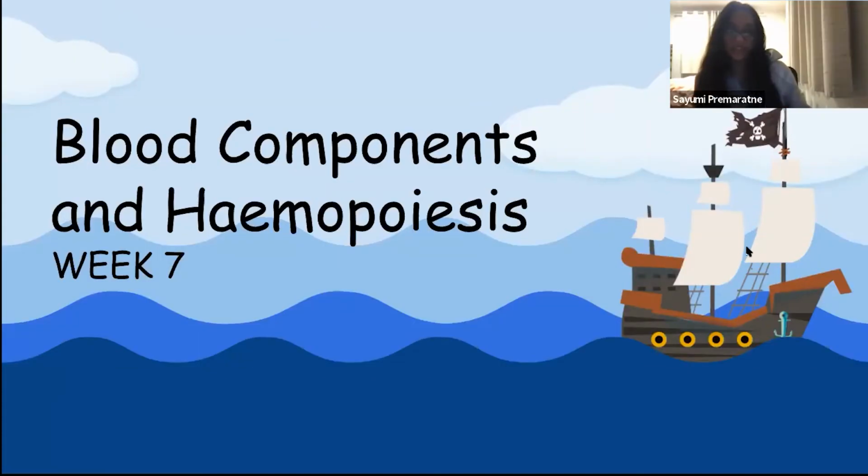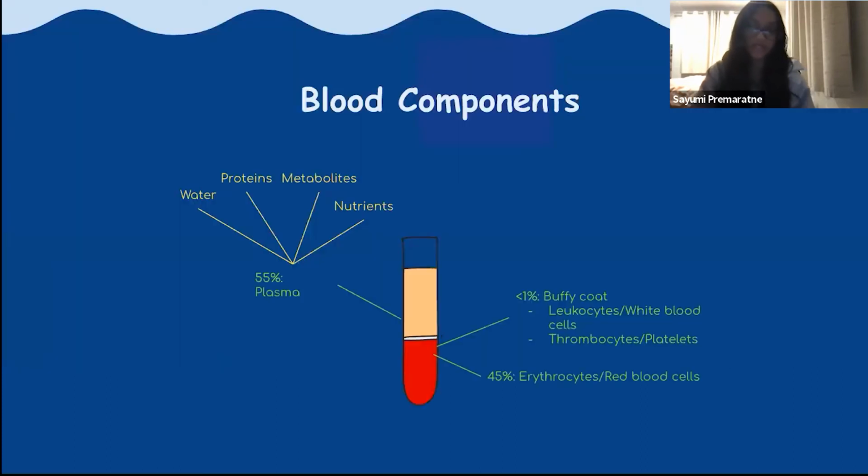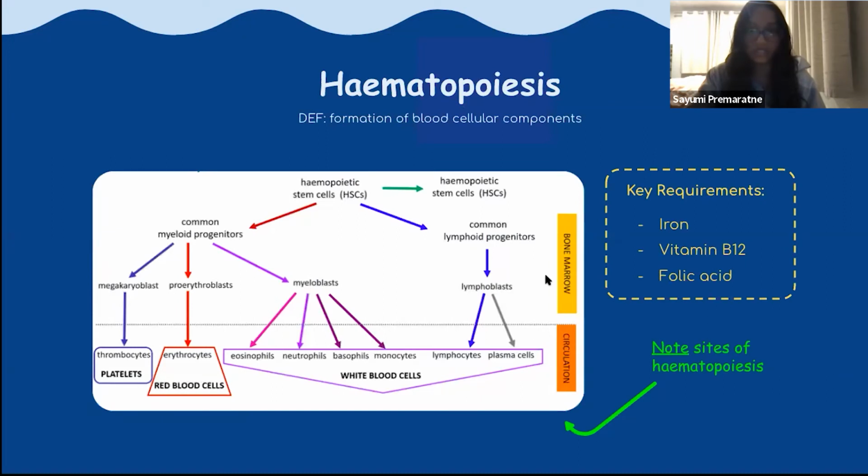Okay, so this week we'll be going through blood components and haematopoiesis, which is pretty much how blood cell components are made. First thing, just an overview of blood cell components. The majority of your blood is plasma. That's going to contain things like water, proteins, metabolites, and nutrients, pretty much anything that your blood needs to be circulating around your body except for oxygen, because oxygen will be transported by your red blood cells, which we put there as 45% of your blood. I'll go into that in a bit more detail later.